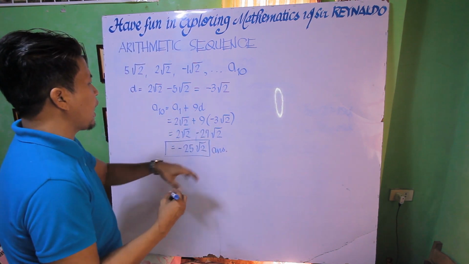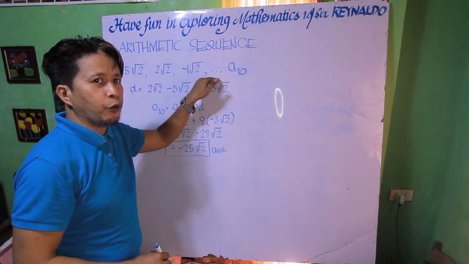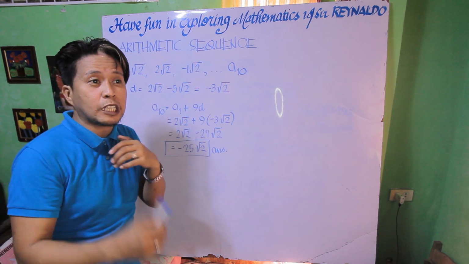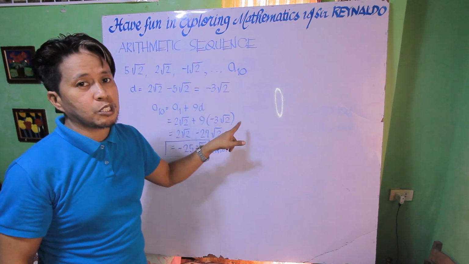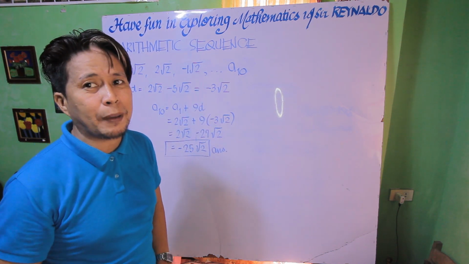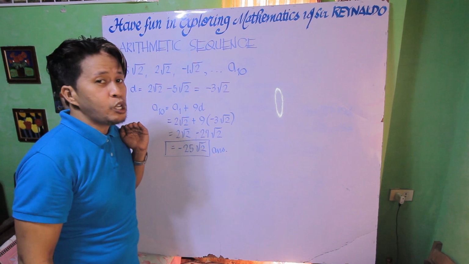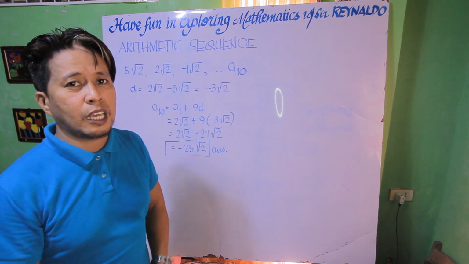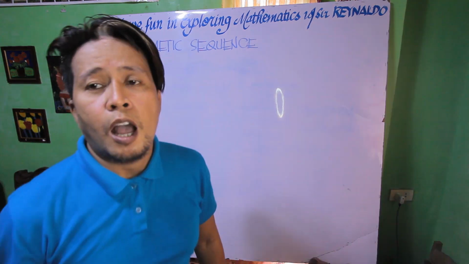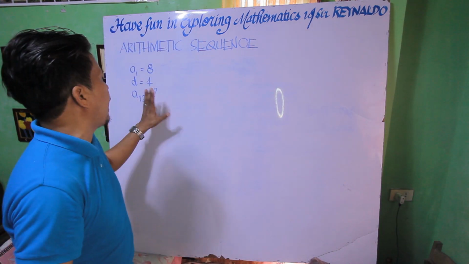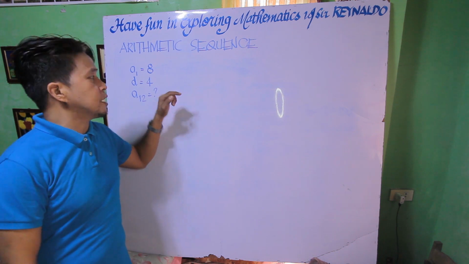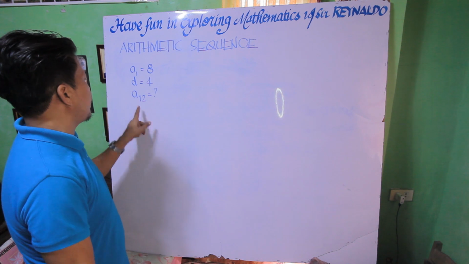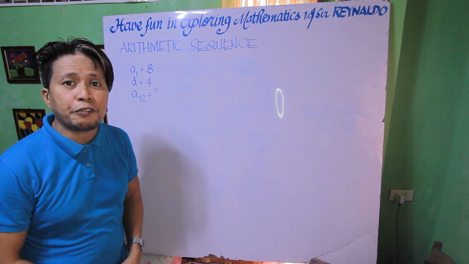So, hindi na natin kailangang negative 1, negative 4, negative 7, negative 10. Eh, paano kung nagkamali ka sa isang term, tapos itinuloy mo pa rin yung negative 3 square root of 2? So, wala na. Mahihirapan ka na doon sa part na yan. So, that's the benefit of using now the arithmetic sequence formula. Okay, another example will be like this. The first term is equal to 8 and the common difference is 4. Then we have to get the 12th term.